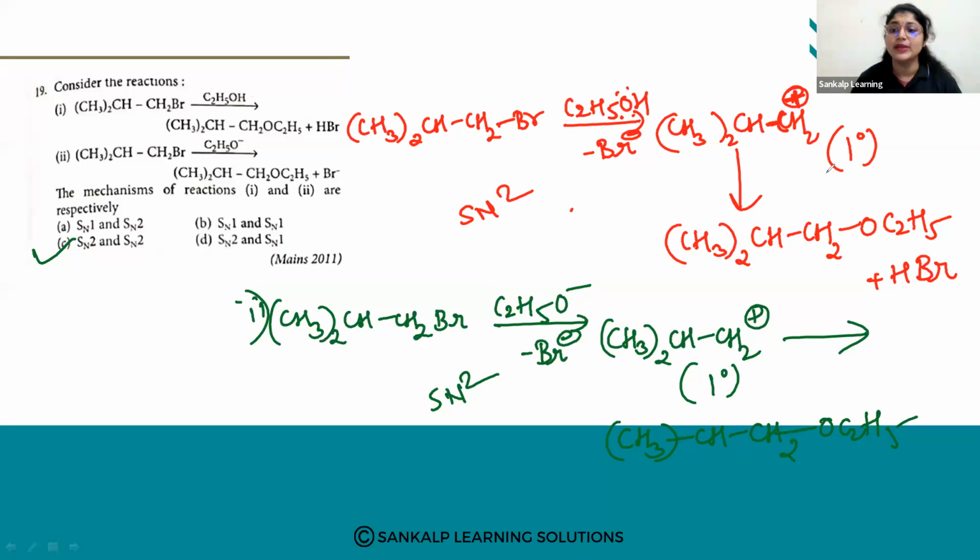You have to see the stability of carbocation. The stability of carbocation plays a very important role. You know that in SN1 reaction, tertiary is more stable than secondary, then primary, and then methyl cation. While in SN2 mechanism, methyl carbocation is more stable, then primary, then secondary, then tertiary. Okay, so we'll go for the next question.